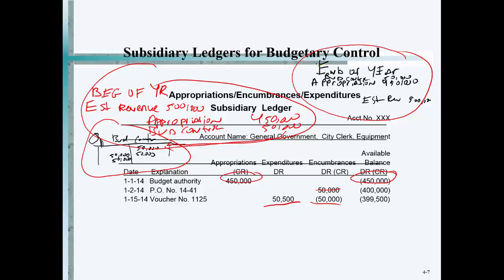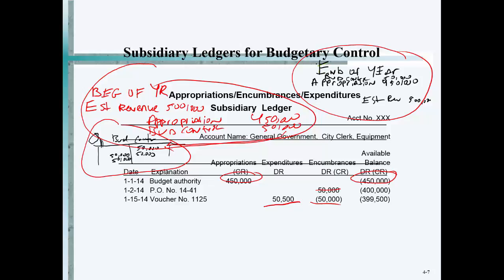against the credit shows that we only have $400,000 left of this appropriation that we can spend to purchase things, right? So if somebody runs in and says, hey, we want to purchase a piece of equipment that's worth $420,000, what do I have to tell them? No, we only have $400,000 left in the budget. They say, but I don't see any new equipment. Hey, we've ordered something worth $50,000, right?